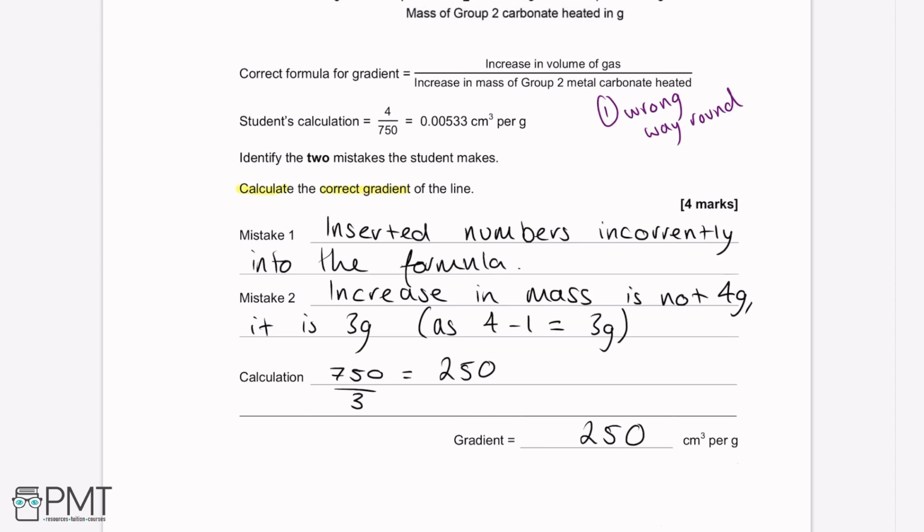So that was quite a tricky question, and it was worth 4 marks. The first mark was awarded for the first mistake. Second mark comes from the second mistake. Remember, you could have put those mistakes in either order. And then the final 2 marks were 1 for the working out of your calculation, and then finally for getting a correct answer of 250 centimetres cubed per gram.